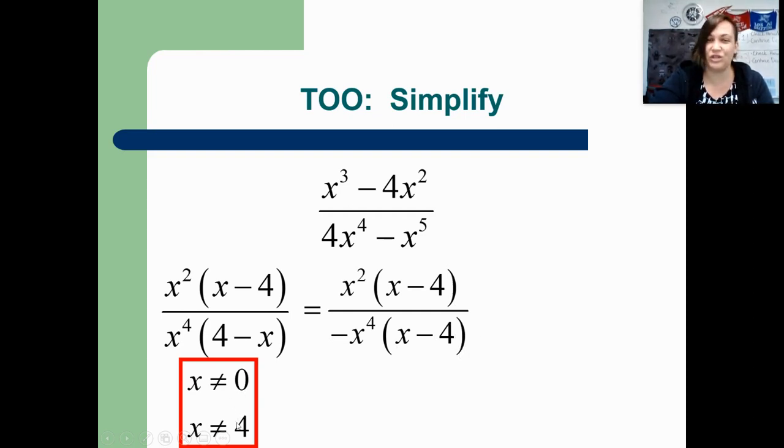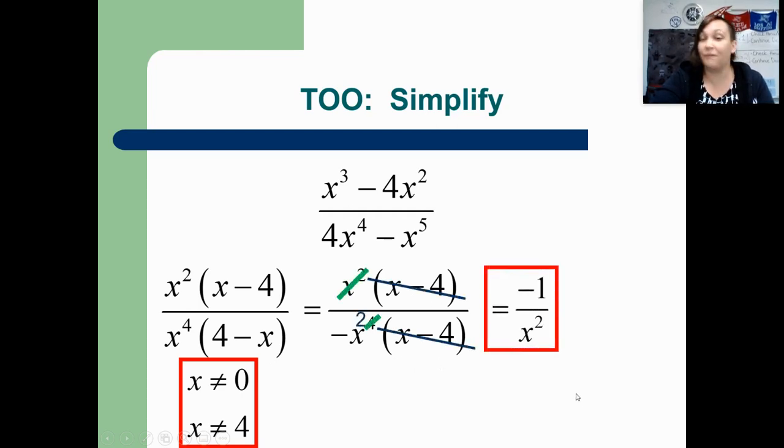Here are my restrictions, 0 from my GCF, which was a letter X, and then 4 from my parentheses. And now I can simplify. And my final answer is negative 1 over X squared. The negative sign, it does not matter where you put it, but you do need a negative sign somewhere in your answer. All right, guys, that concludes today's videos.